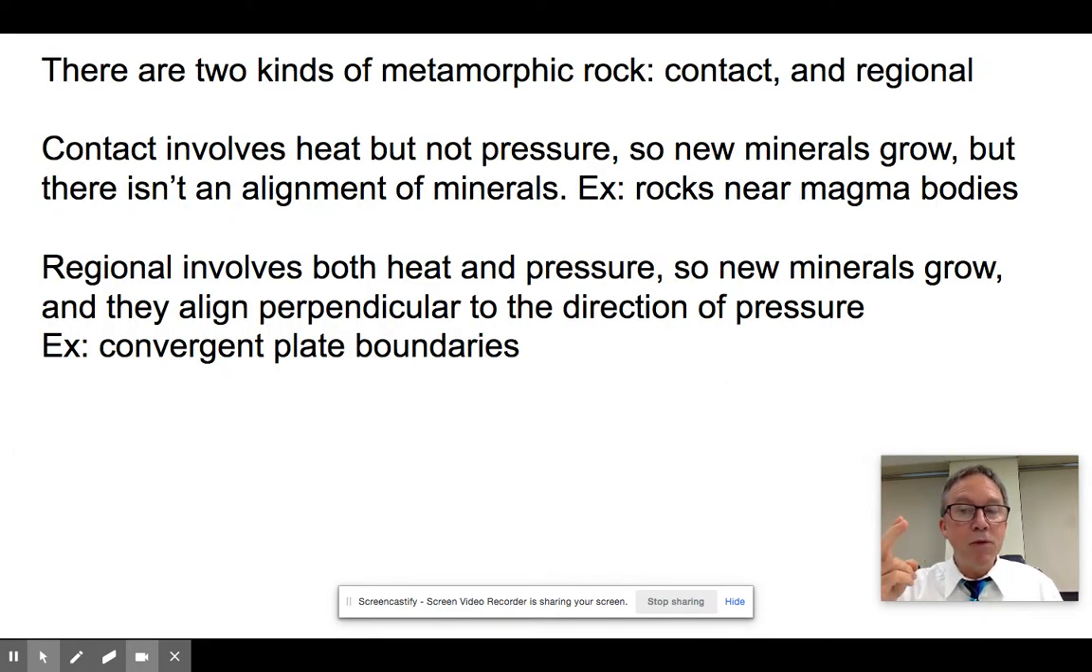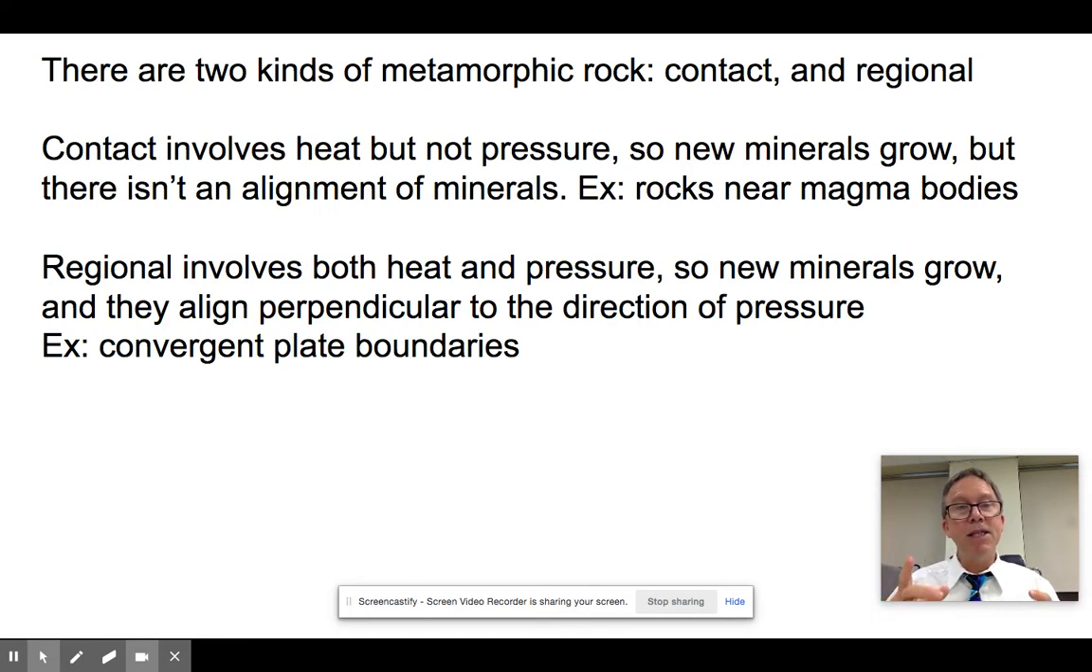Now there's two kinds of metamorphic rock. All right, there's what's called contact metamorphic rock, and there's regional metamorphic rock. Contact basically means the rock is in contact with something hot, that something hot being a magma body. So when a magma body comes up, it tends to cook the rock that it's in. So there's limestone, and a magma body comes up. That heat goes out. That limestone will undergo metamorphic change and turn from limestone into marble, for instance.